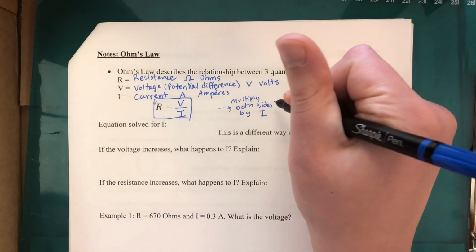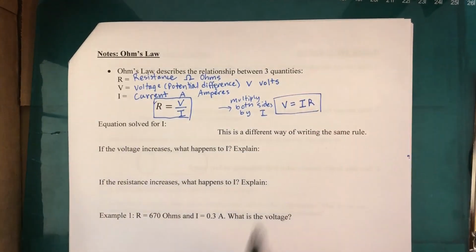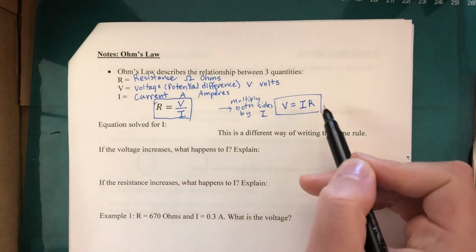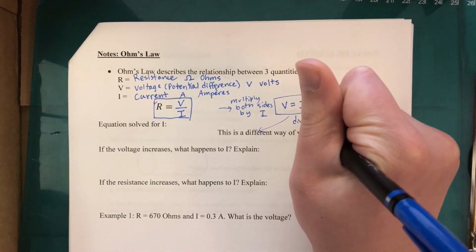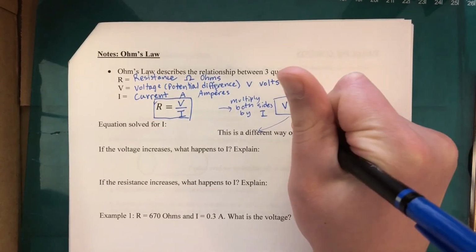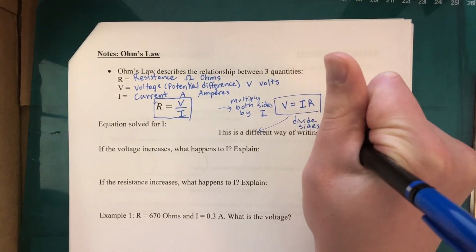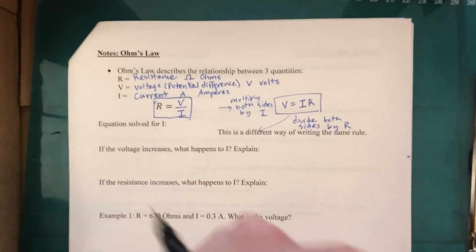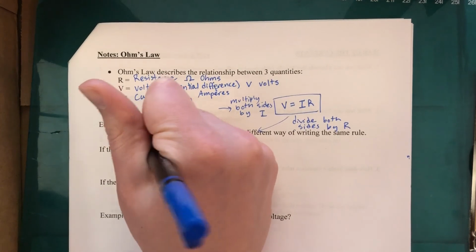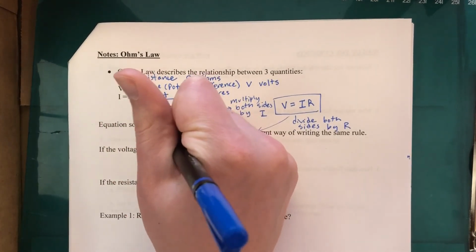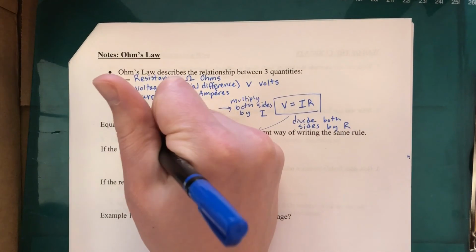So this one has some good reasons to exist. But the one that makes the most sense in terms of physics is to get I by itself. So if we took this one and divided both sides by R, we could get I by itself, and that would be I equals V over R.